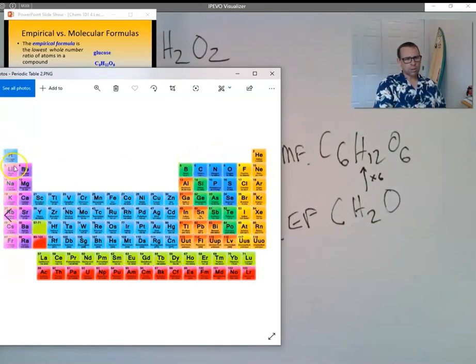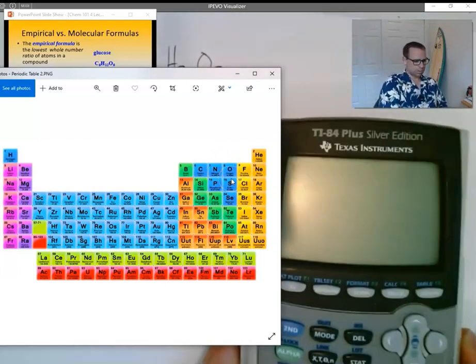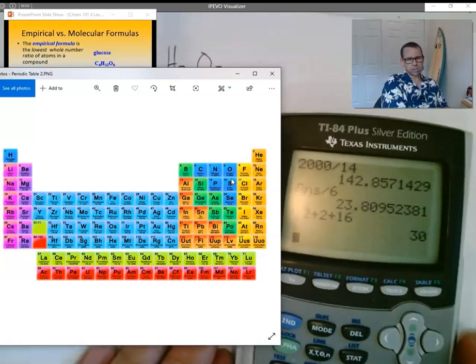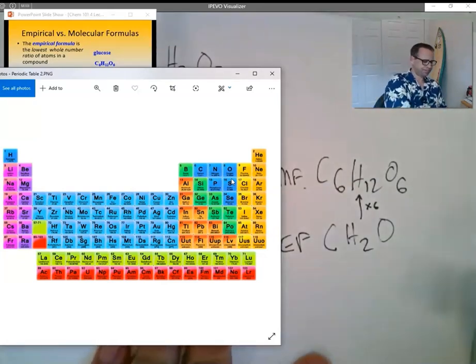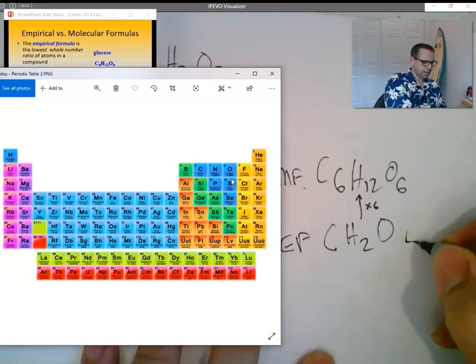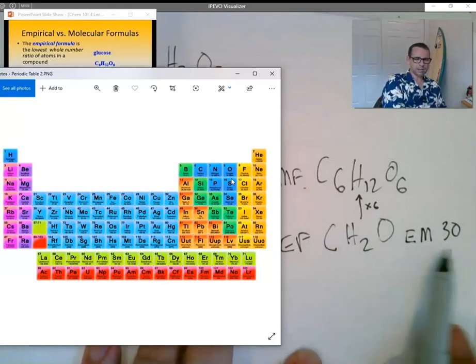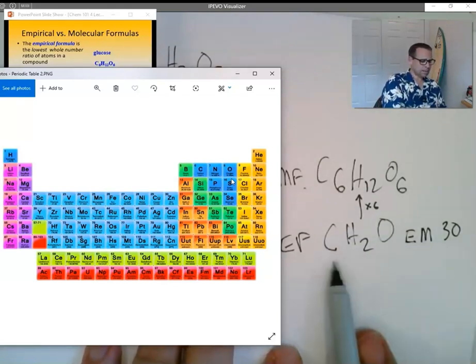So that gives us our empirical mass. Simply by adding up all of the elements in the empirical formula, that gives us our empirical mass. Okay? So 12 plus 2 plus 16 equals 30. Yeah, so we call that the empirical mass. The empirical mass, 30. Right? The empirical mass.